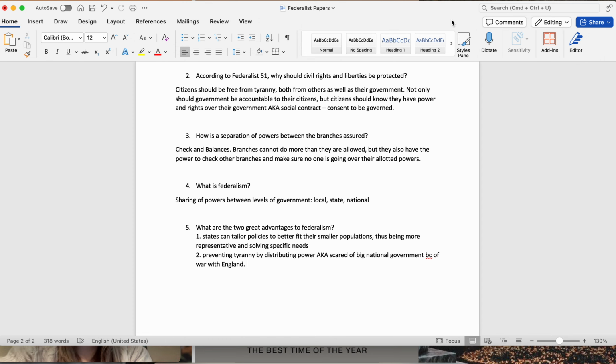And then the last one is preventing tyranny, right? Like, we're just terrified of tyranny. So we're distributing power. We have multiple branches of the federal government. We have multiple levels of governments. We're just trying to distribute power because we're terrified, right? We just came off of the revolution. We are scared of a big national government. We are terrified of a monarchy and tyranny and oppressive, abusive power from one major leader. So that's our Federalist Papers.